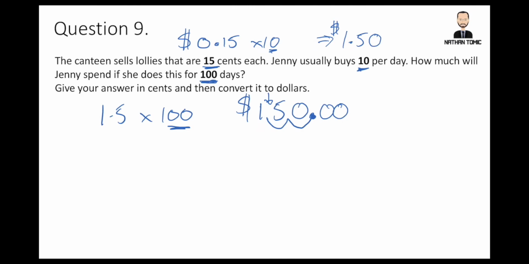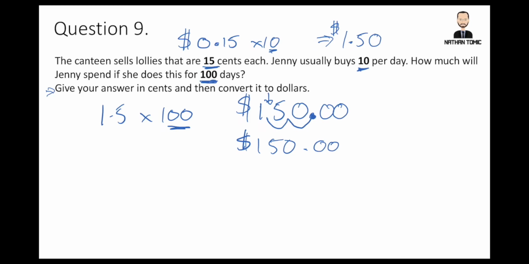So what we have now is how much she would spend if she buys the same amount of lollies for 100 days, and that is $150. All right, show the 2 zeros. It's a lot of money. It adds up pretty quickly.